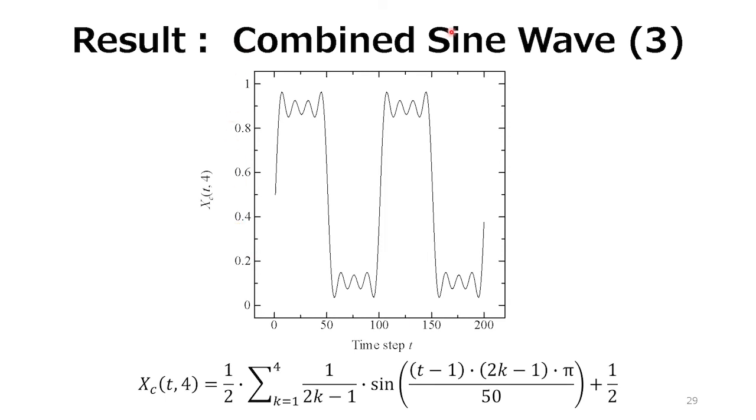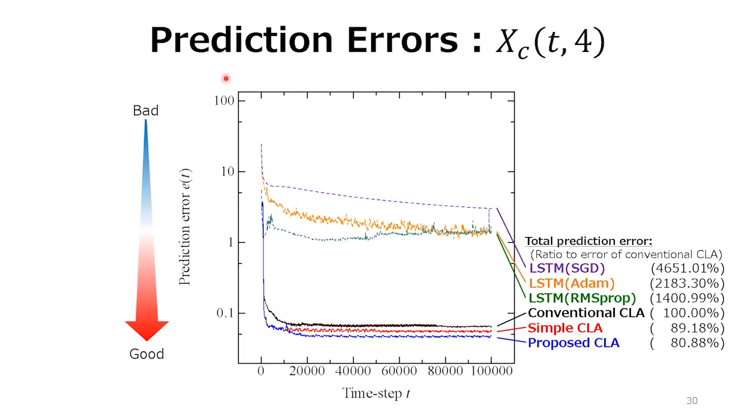Next, we use this combined sine wave. This figure shows the prediction error histories by 6 methods on the combined sine wave. These values are ratio of the total error to the conventional CLA. From the result, we see that the proposed double-layered CLA achieves lower prediction errors than the conventional single-layered CLAs and LSTMs.